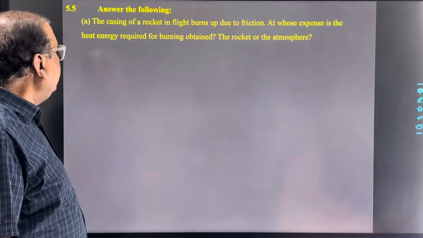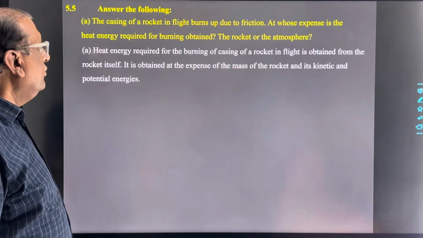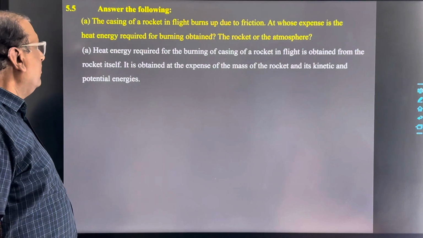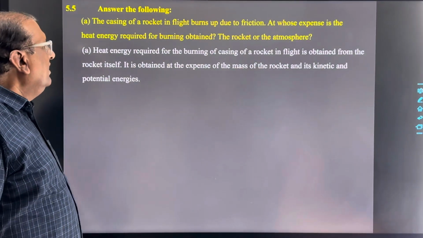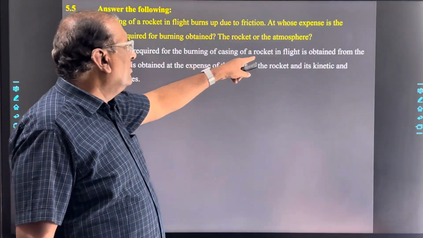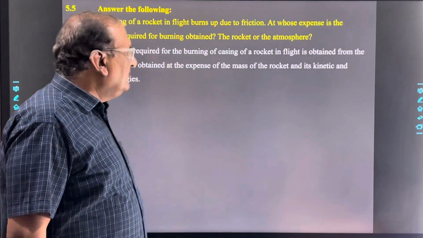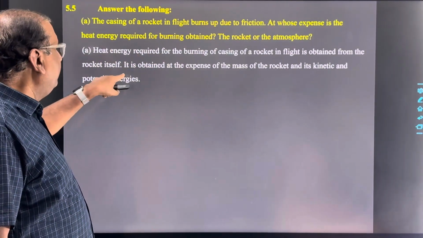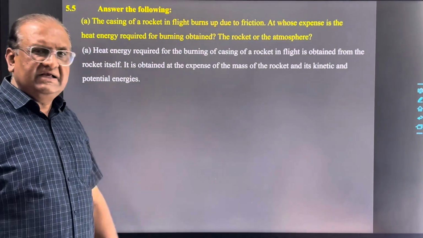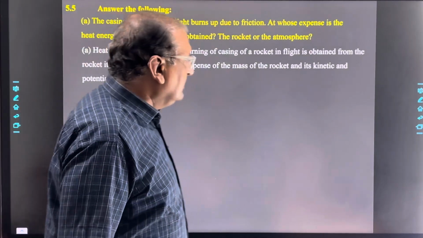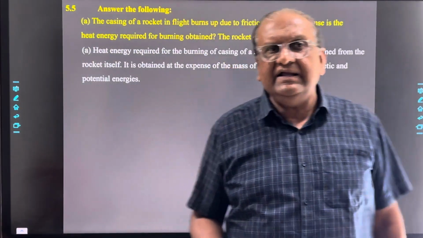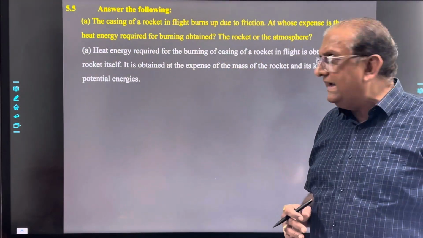So it is obtained by the rocket itself. Okay, so burning of the casing of the rocket in flight is obtained from the rocket itself, right? It is obtained at the expense of the mass of the rocket and its kinetic and potential energy.